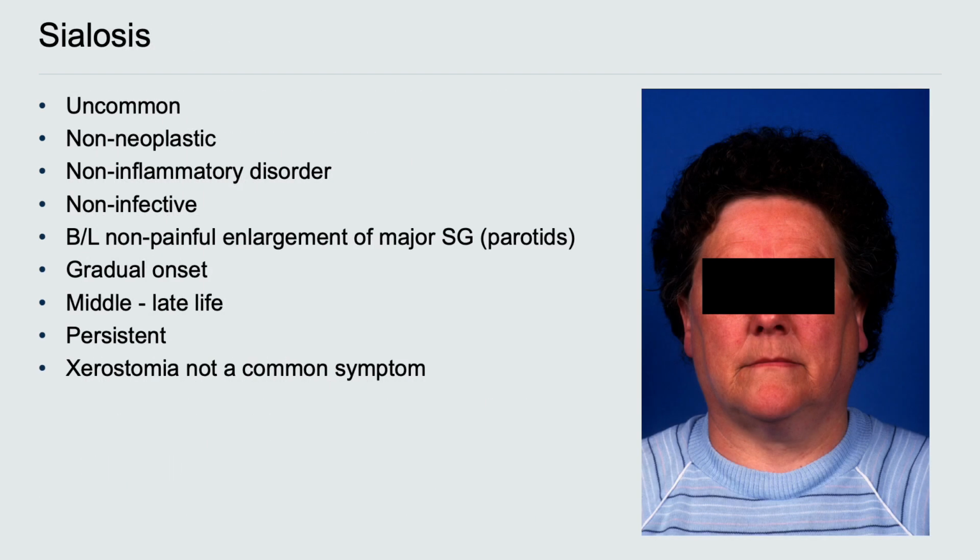Sialosis is an uncommon, non-neoplastic, non-inflammatory, non-infective disorder that can affect the salivary glands. It presents as bilateral, non-painful enlargement of the major salivary glands, usually the parotids. It's of gradual onset, usually in middle to late life. It is characterized by persistent enlargement of the gland, and xerostomia is not a common symptom.